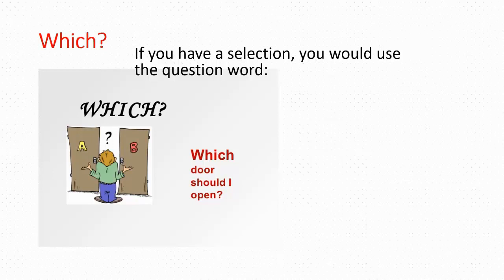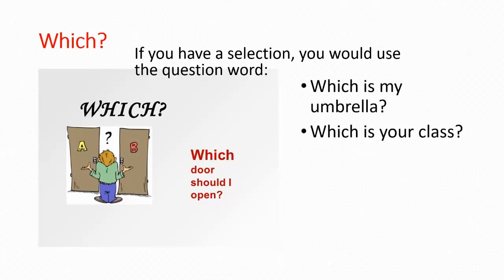Okay, let's go for more examples. There are many umbrellas in the same color. You would ask, which is my umbrella? So your mother would come to your school and may ask, which is your class? And you show, that is my class. Let's go to the next question word.